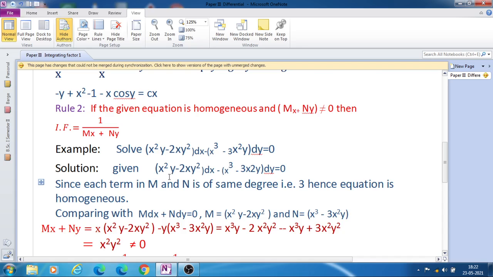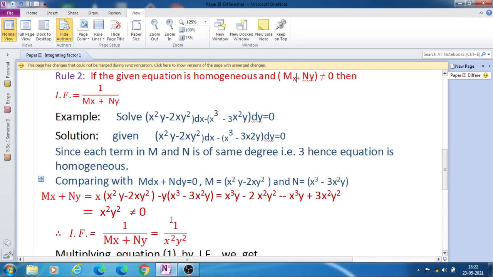Here x square y means degree of x is 2, degree of y is 1, so total degree of this term is 2 plus 1, that is 3. Similarly here degree of this term is 1 plus 2, that is 3. Here also degree of this term is 3. Here 3x square y, so degree of this term is 2 plus 1, 3. Therefore degree of each term is equal, therefore this is a homogeneous differential equation.